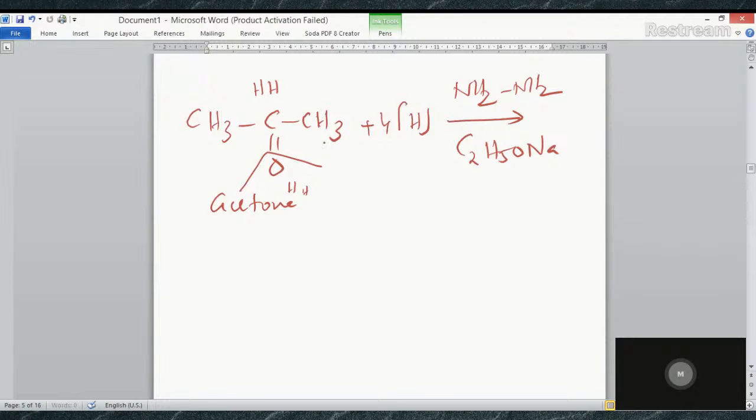The intermediate is already explained to you. The mechanism is not expected here. So this is the product. The main compound, normal propane, is formed. N-propane is the product.